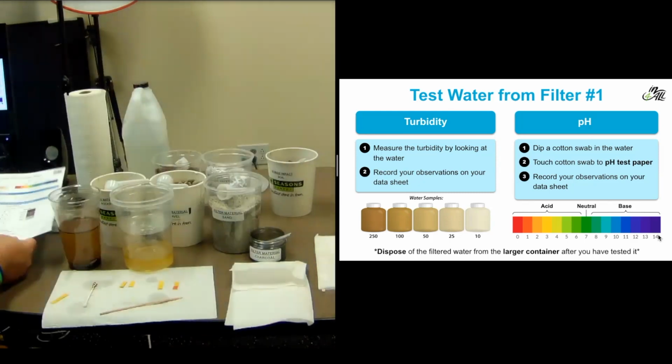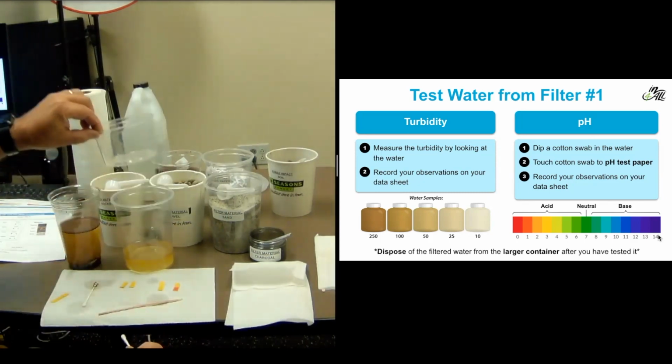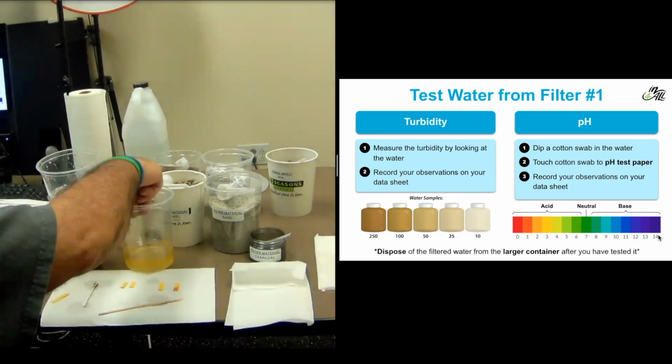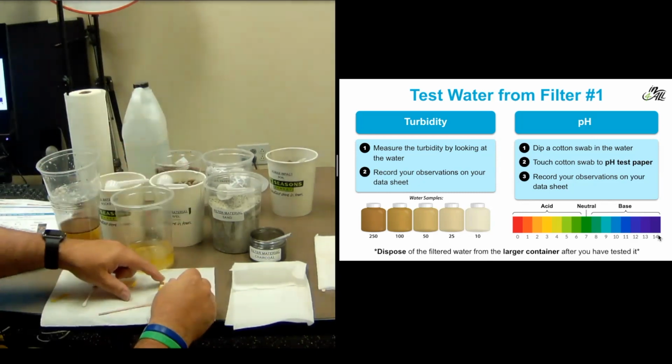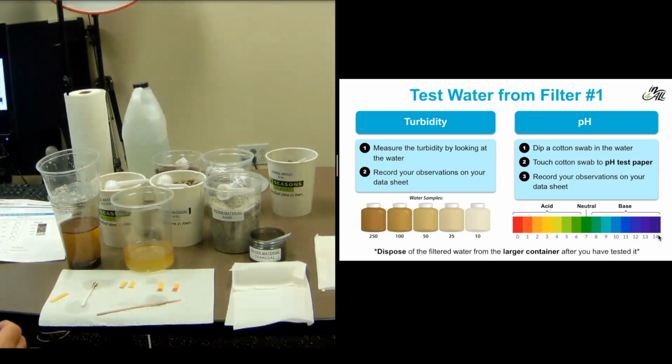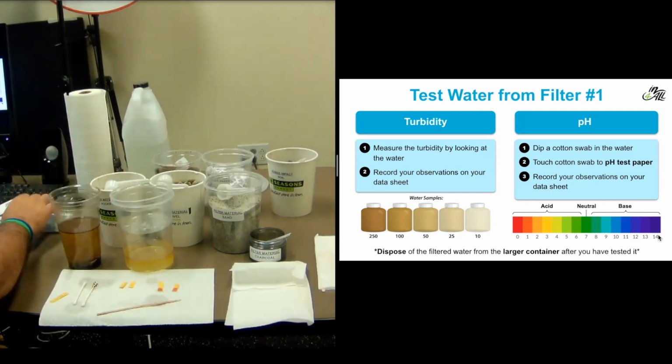And just like we did before, let's check the pH. So let's go ahead and test the first trial here. And it doesn't need to be drippy, it just needs to be a little bit wet. It looks like, in my case at least, there wasn't too much improvement in the pH. We definitely improved the turbidity, but not the pH.